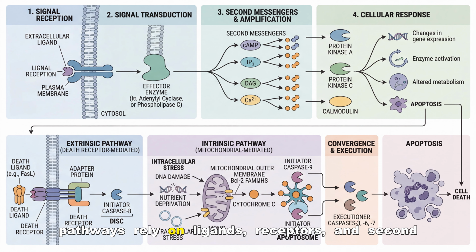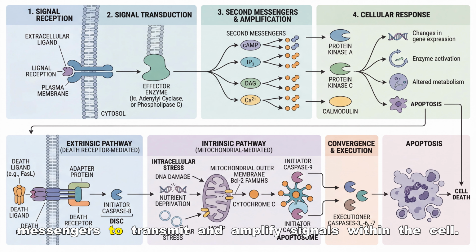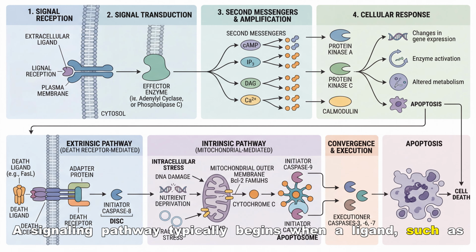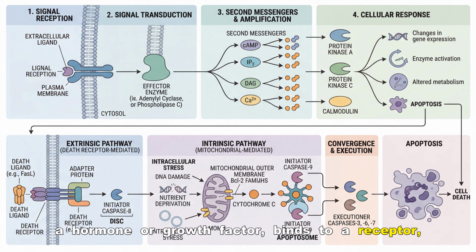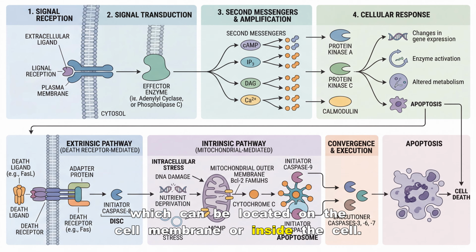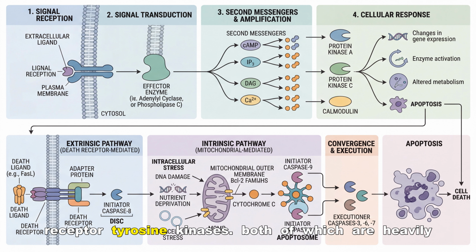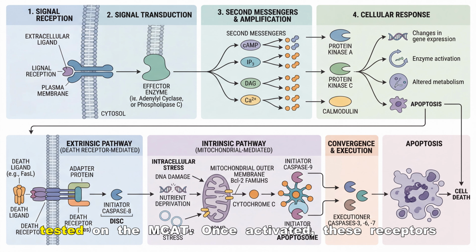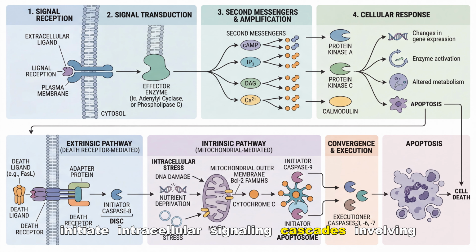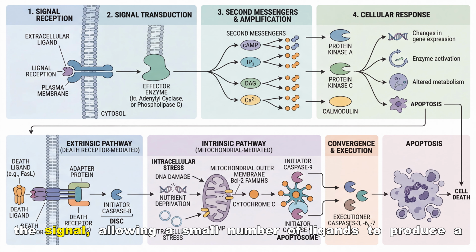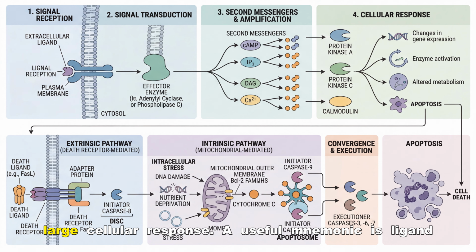Cell signaling pathways rely on ligands, receptors, and second messengers to transmit and amplify signals within the cell. A signaling pathway typically begins when a ligand, such as a hormone or growth factor, binds to a receptor, which can be located on the cell membrane or inside the cell. Membrane receptors include G-protein-coupled receptors and receptor tyrosine kinases, both of which are heavily tested on the MCAT. Once activated, these receptors initiate intracellular signaling cascades involving second messengers like cAMP, IP3, DAG, and calcium ions. These molecules amplify the signal, allowing a small number of ligands to produce a large cellular response.